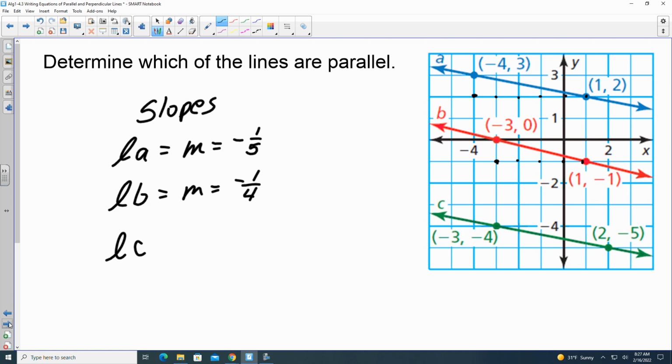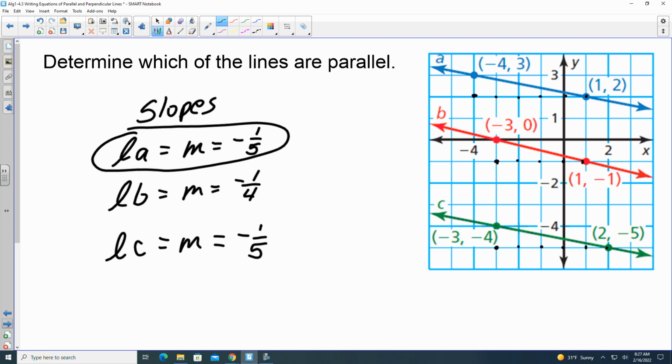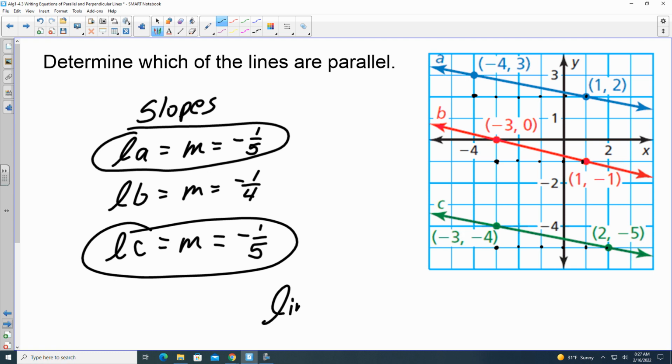Now if I look at C, it goes down 1 and to the right 1, 2, 3, 4, 5. So line C has a slope of negative 1/5. Line A and line C have the same slope, so that means that line A and line C are parallel.